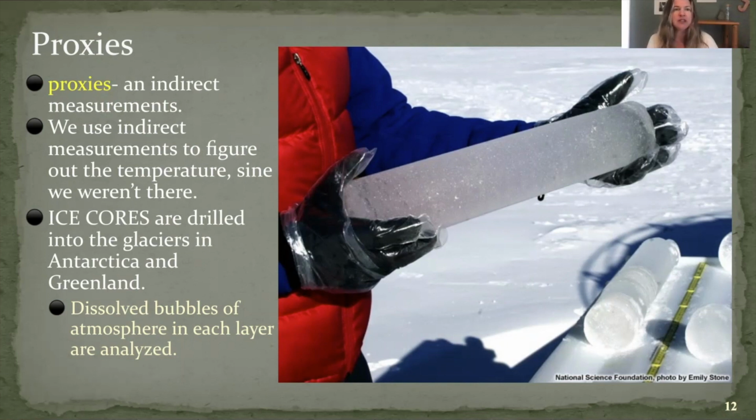Anyway, so we pull out these giant ice cores, and then we look at the dissolved bubbles that are frozen in time of that ice.